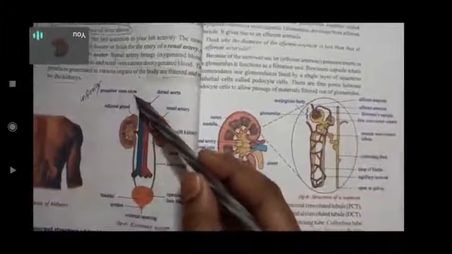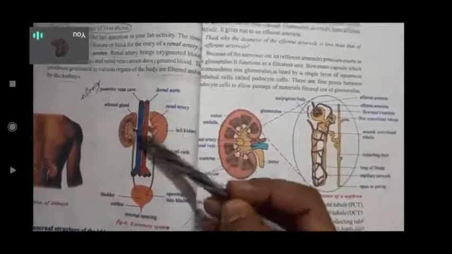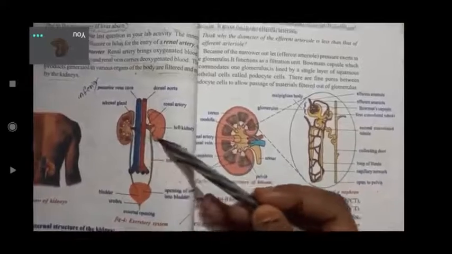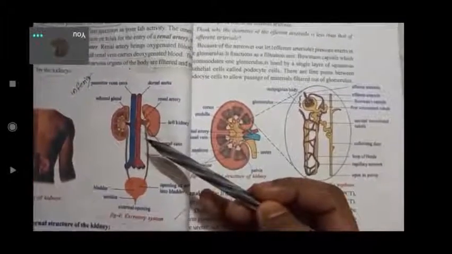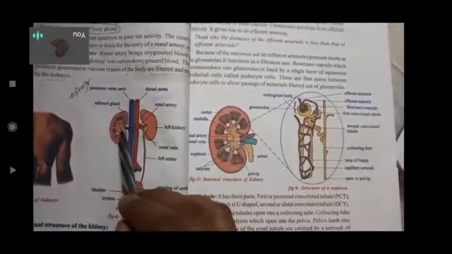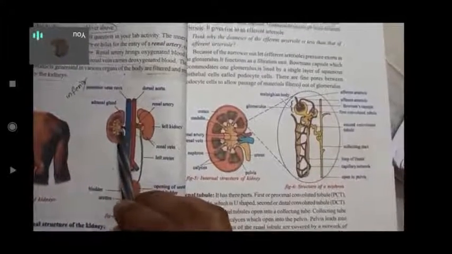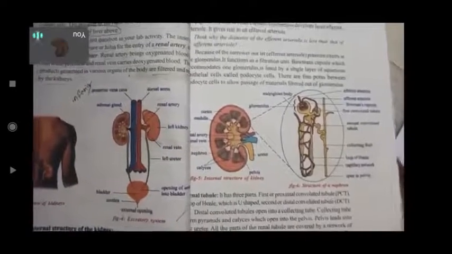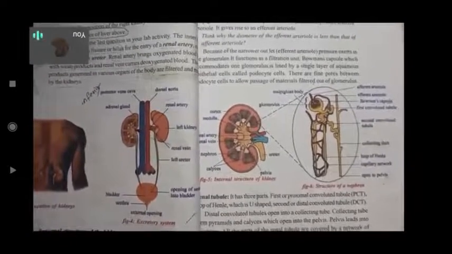And here the posterior vena cava is branched into right and left branches of the inferior vena cava. So this blue one is the right branch, and this is the left branch. So we have a right branch and a left branch.